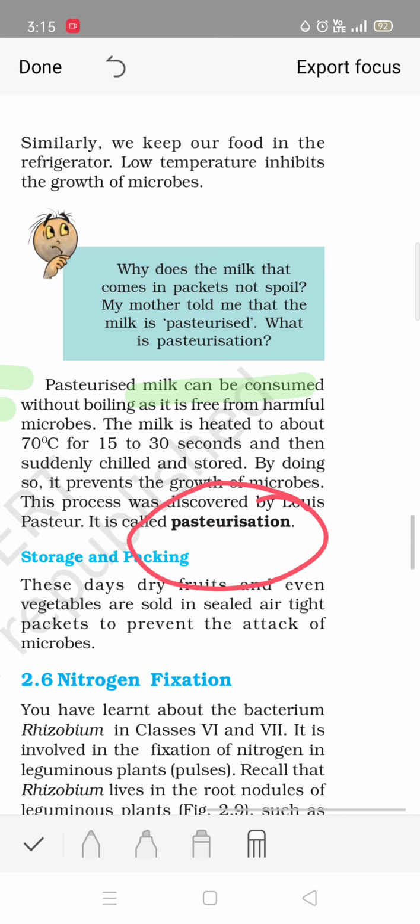So this process is known as pasteurization. By doing so, it prevents the growth of microbes, and this process was discovered by Louis Pasteur, so it is called the pasteurization method.